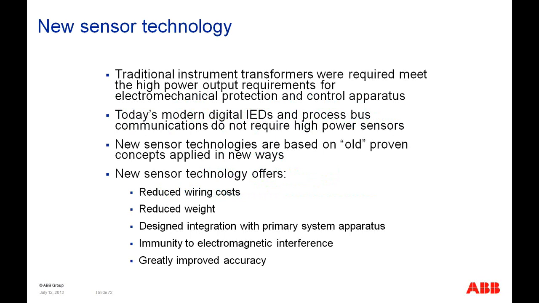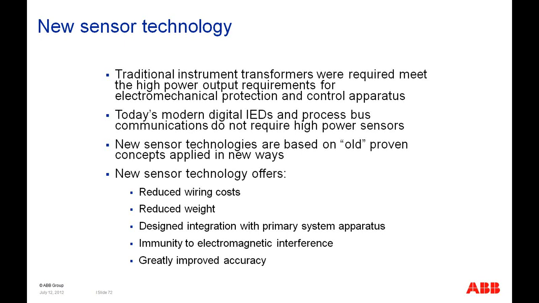Traditional transformers, PTs and CTs, when we lived within the age of electromechanical relays, we required high currents and voltages as inputs to these electromechanical relays for them to operate. The relays wouldn't operate on small power levels at all. They had to be large currents.